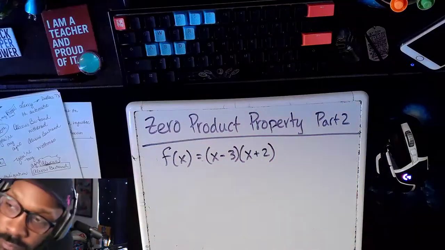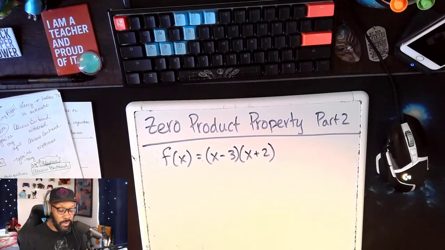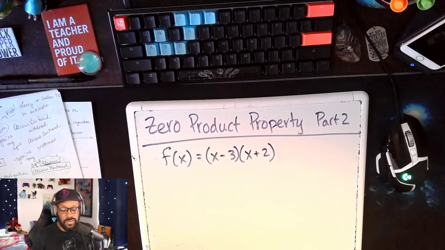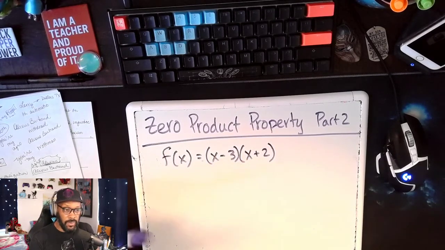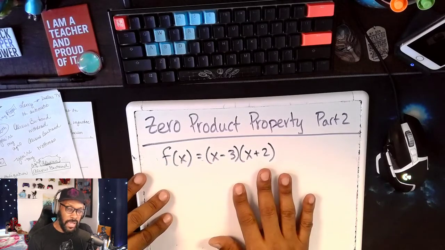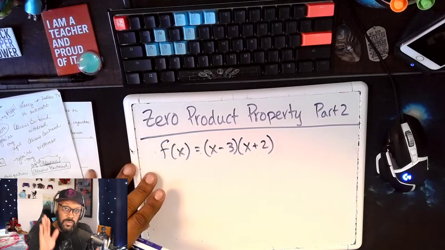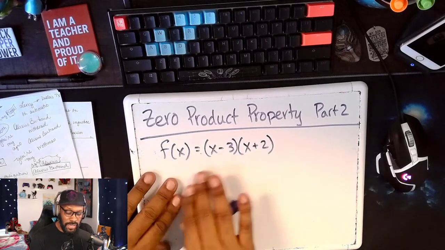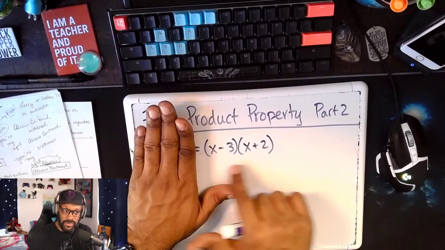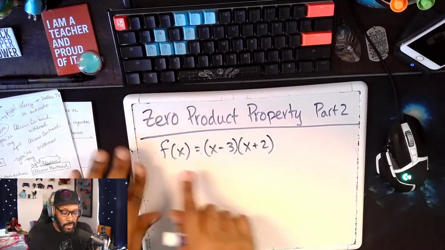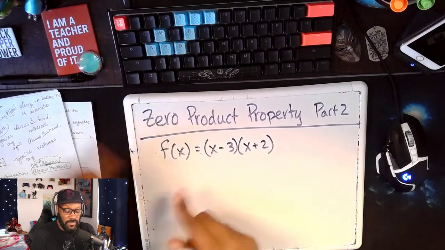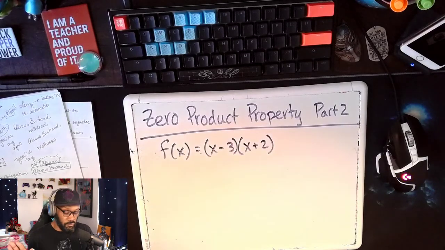Let's continue our conversation on ZPP, right? Zero product property. Now in the last video, we talked about how to evaluate it, and now we're gonna explore it a little bit as it pertains to functions. So let's remind ourselves, remember when I gave you something like this? Now if I call it a function like f of x equals this, right?